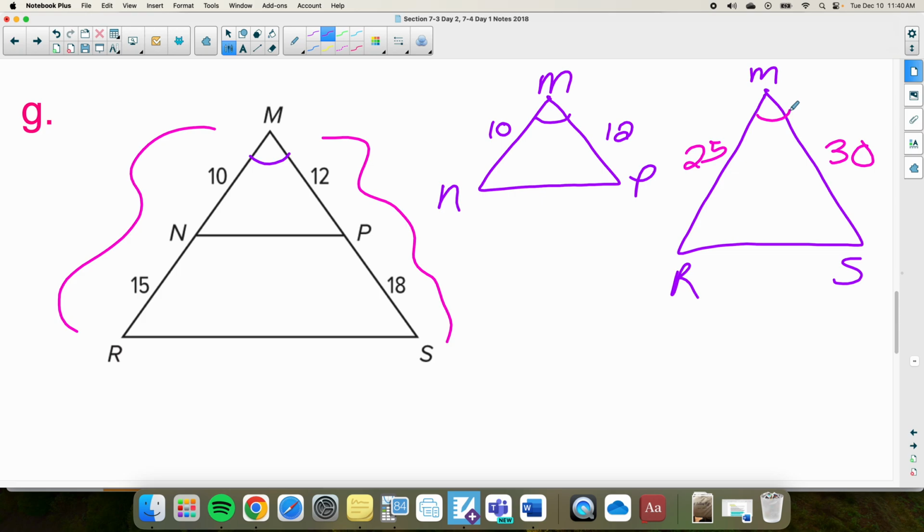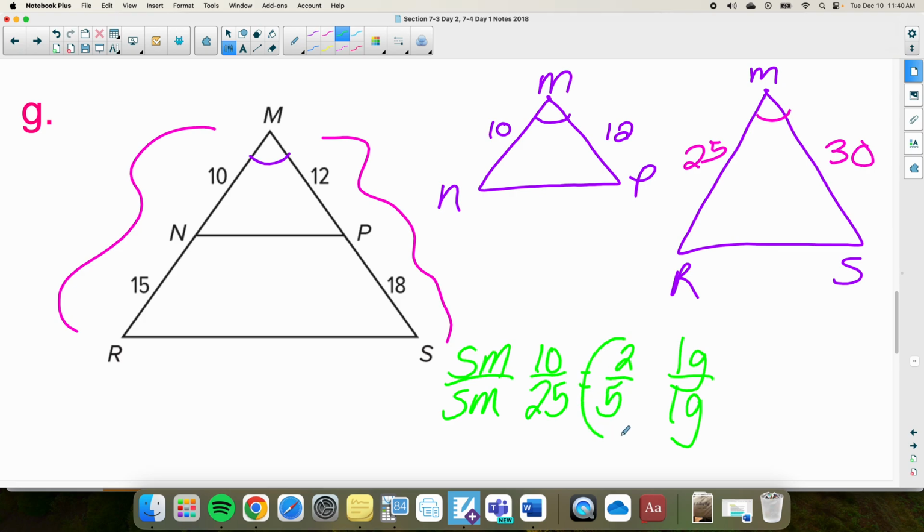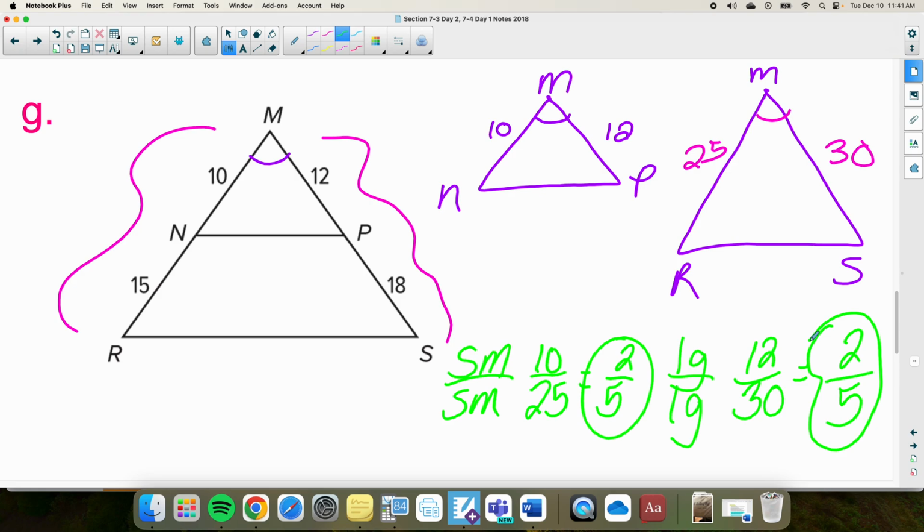Now I just have to do small over small. And in this case, I could think of it as large over large because I only have two. Smallest side here is 10. Smallest side here is 25. 5 goes into both of those and it reduces to 2/5. Largest side is 12. Largest side is 30. 6 goes into both of those. 6 goes in here twice. 6 goes in here 5 times. So they're similar, okay? And then what we have left, we have to say what the triangle similarity is.